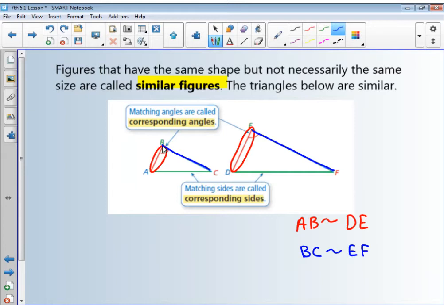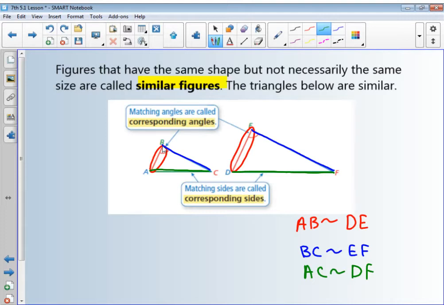And honestly, when you do these, you should put them in the same order. Notice how I didn't say CB. Although if I was truly just identifying the sides, it would be okay if I said CB, but it's just easier if you put them in the same order. My last set of corresponding sides would be AC corresponds to or is similar to DF. Okay, so that's working corresponding sides.